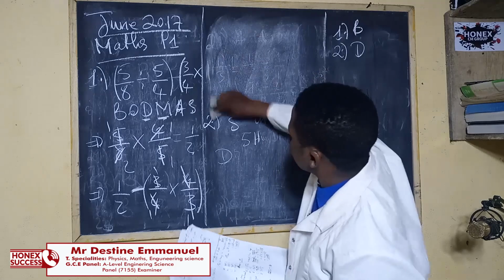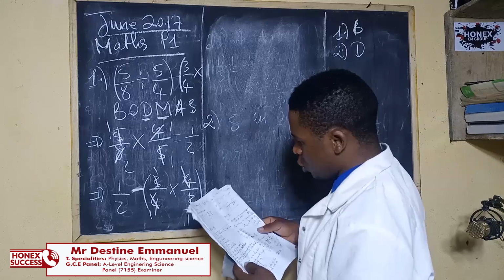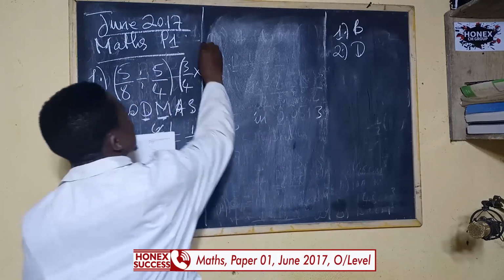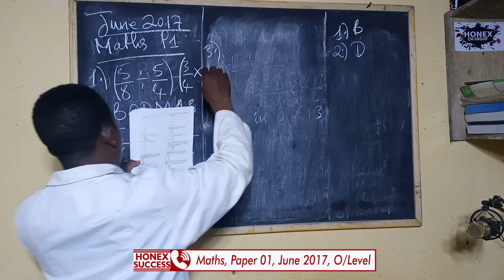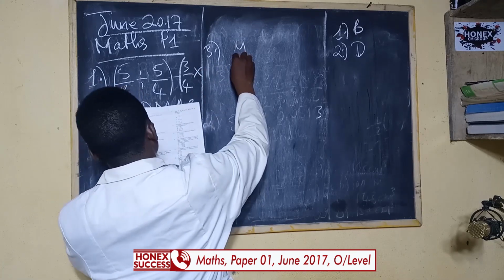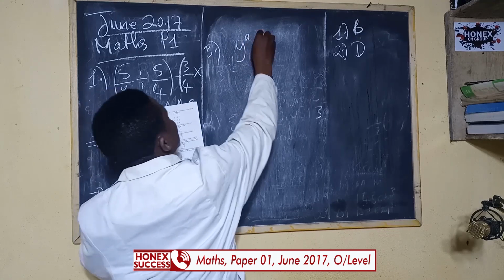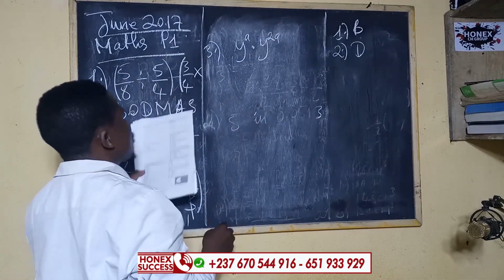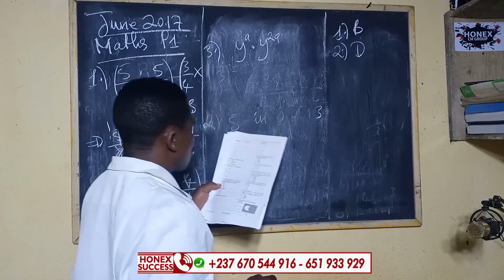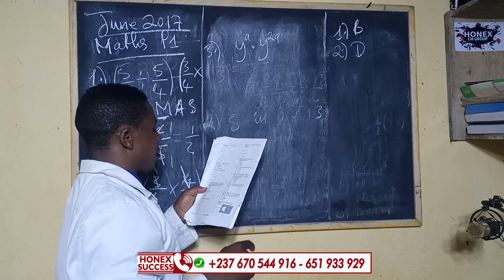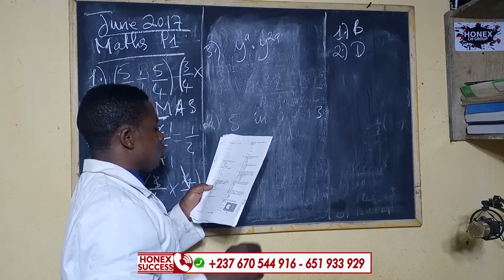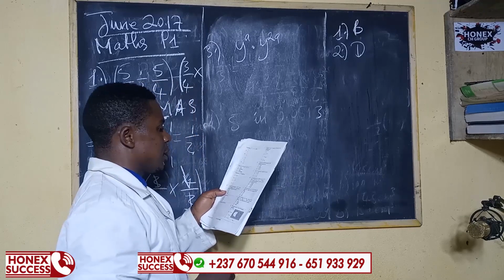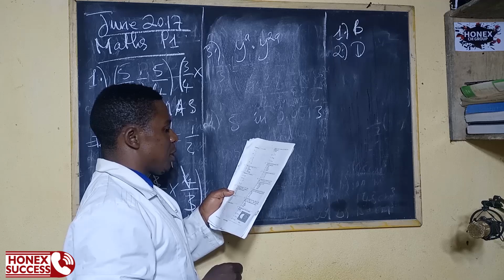Okay, we move on with question 3. What does question 3 say? Question 3 says that the product y to the power a dot y to the power 2a simplifies to: A, 2y to the power 3a; B, 2y to the power 3a; C, y to the power 3a squared; D, y to the power 4a. Good.